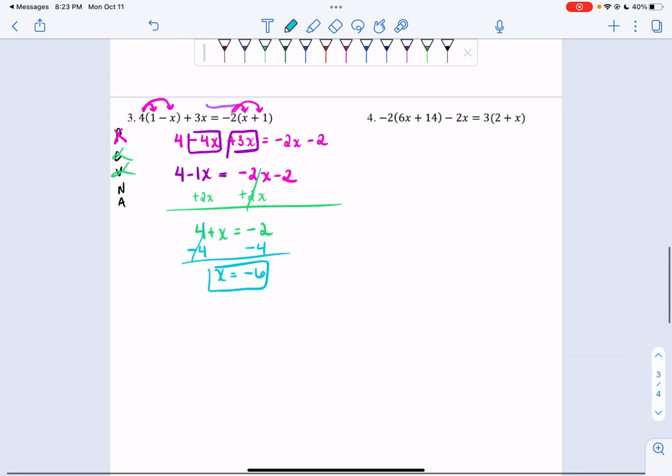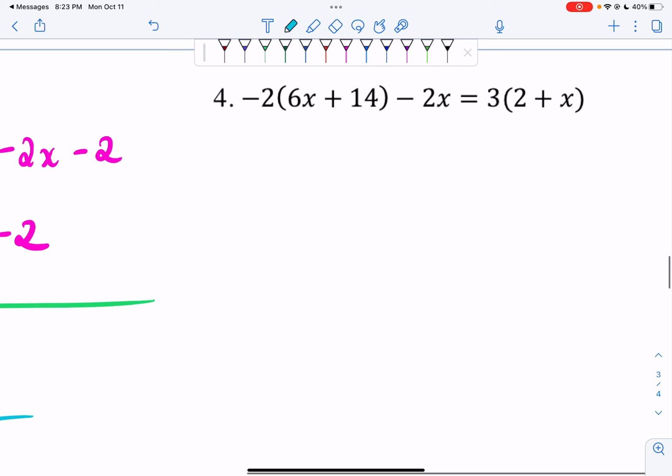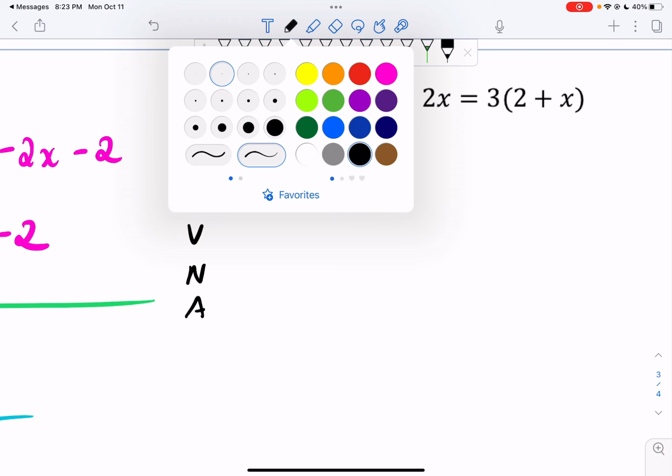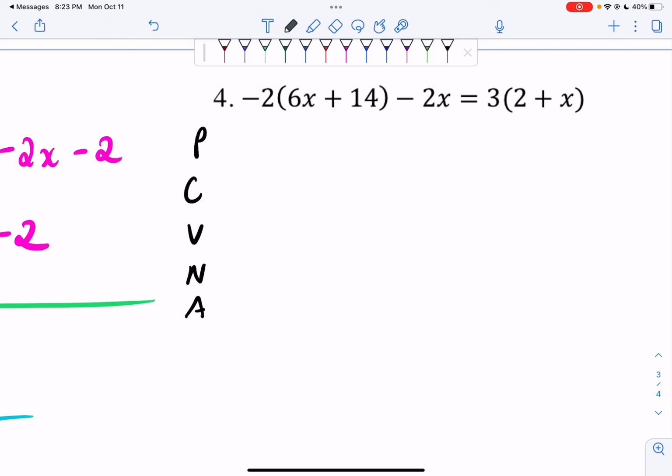Okay, let's have fun with this one. This one looks fun. So I have PCVNA. I have negative 2 times 6x plus 14, minus 2x equals 3 times 2 plus x. Do I have parentheses? Yes, I do.